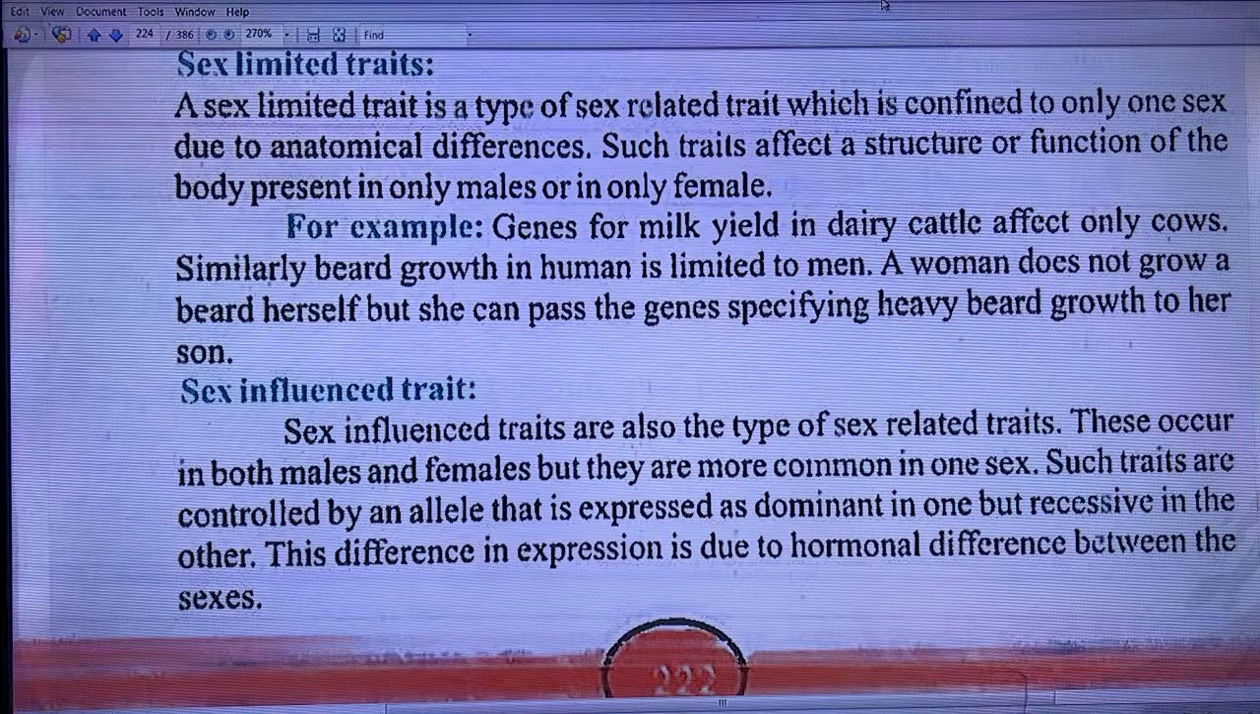Sex-influenced traits. Sex-influenced traits are also a type of sex-related trait. These occur in both males and females, but they are more common in one sex. Such traits are controlled by an allele that is expressed as dominant in one sex but recessive in the other. This difference in expression is due to hormonal differences between the sexes.